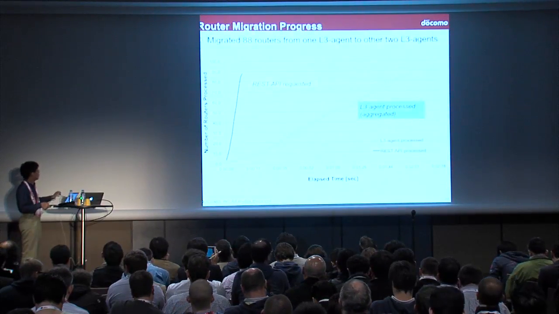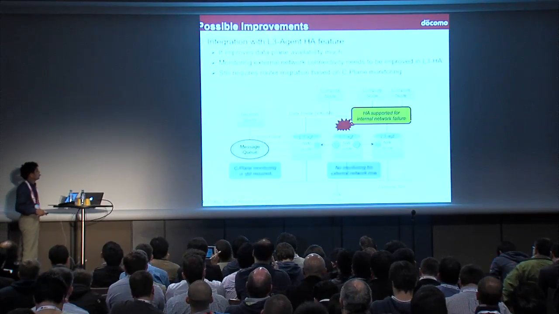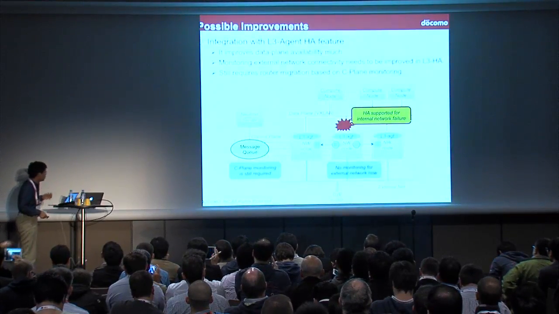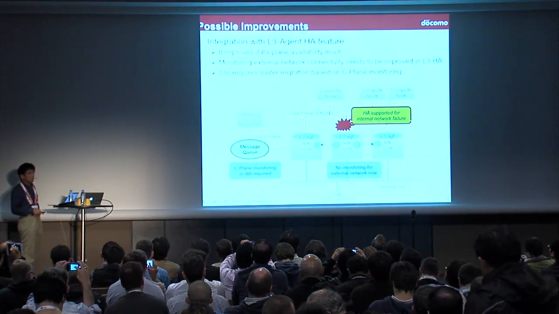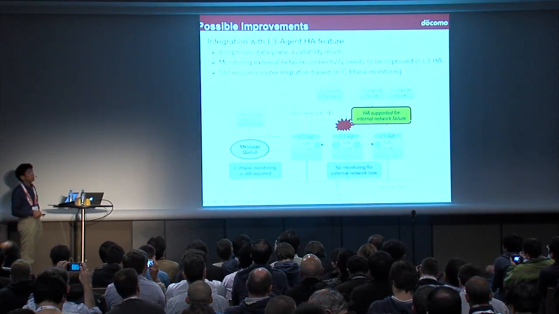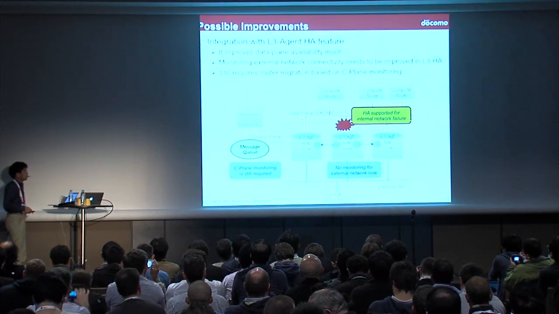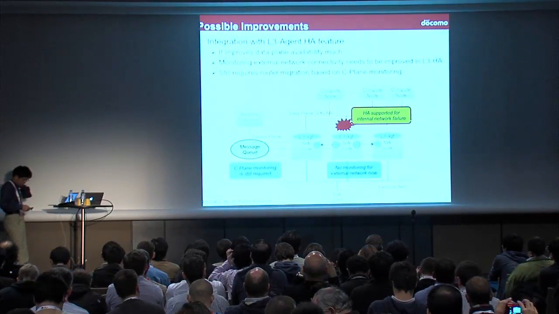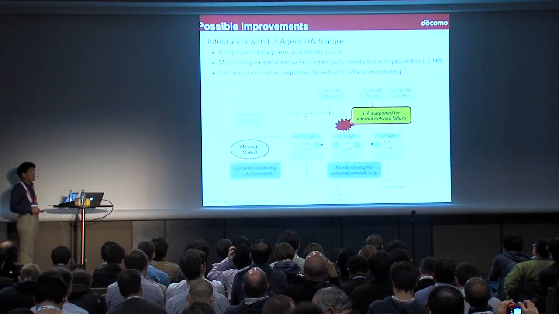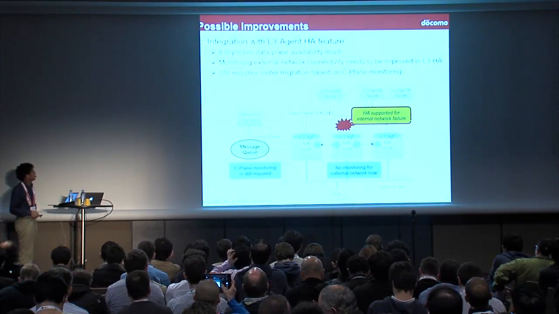Okay, the final topic is possible improvement. We tested with Icehouse Neutron. In Juno, there are some improvements in the layer 3 agent and other agents.